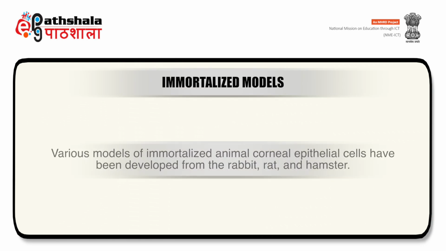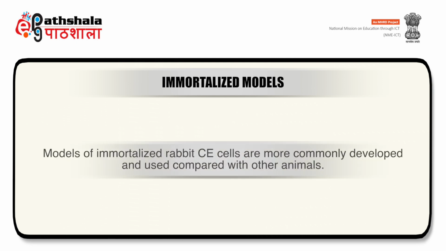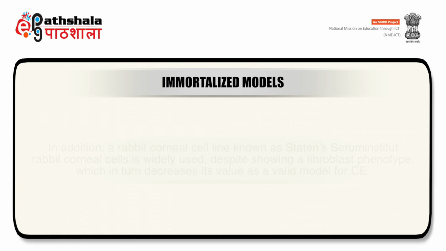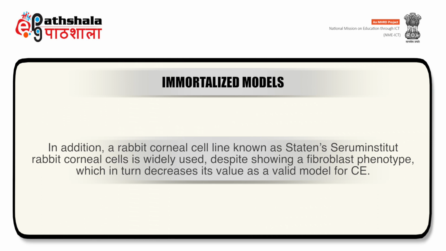In this, various models of immortalized animal corneal epithelial cells have been developed from the rabbit, rat and hamster. Models of immortalized rabbit corneal epithelial cells are more commonly developed and used compared with the other animals. In addition, a rabbit corneal cell line known as Statens Seruminstitut rabbit corneal cell line is widely used, despite showing a fibroblast phenotype, which in turn decreases its value as a valid model for corneal epithelium.